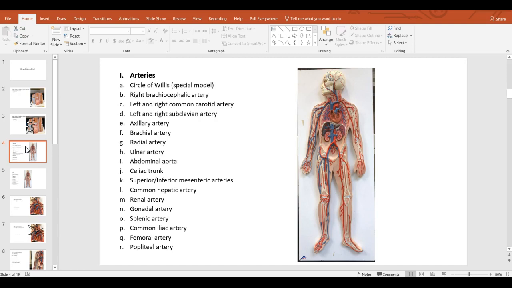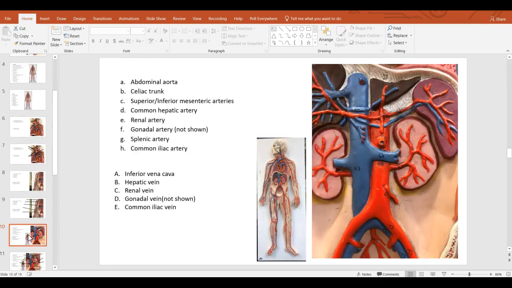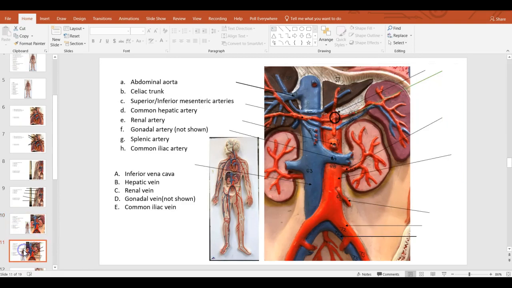Second thing, we might ask two different kinds of functional questions. One functional question would be to list which part of the body a given blood vessel supplies. So looking at, say, the abdominal aorta, if we ask you to identify the renal artery, and then the follow-up question is, what part of the body does the renal artery supply? You would say it supplies the kidney.